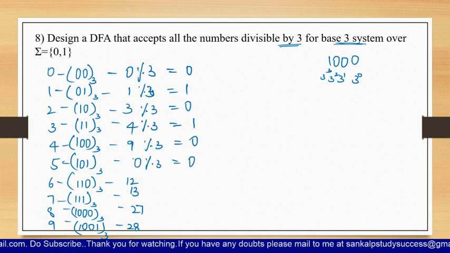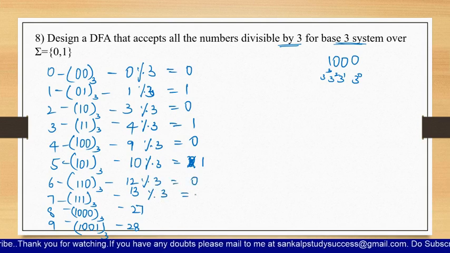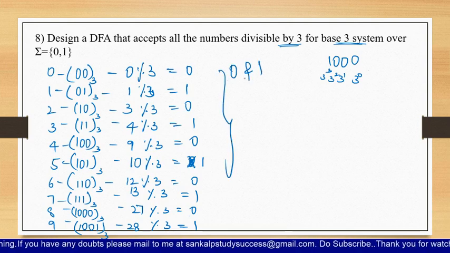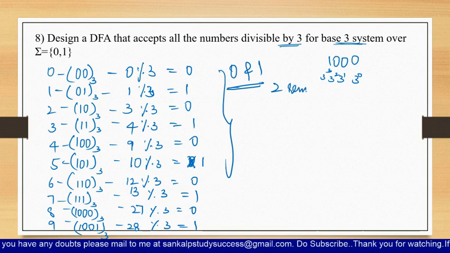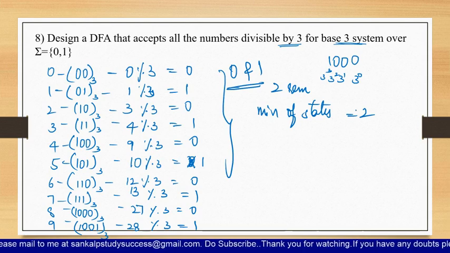That means what? If you are doing mod 3, this is 10, right? That means it is not 0, it is 1. So mod 3, it is 0 again. Mod 3, it is 1. So if you are dividing the numbers by 3, you are getting the remainders as only 0 and 1. That means you are getting only 2 remainders. That means the minimum number of states is 2. So for any number divisible by 3 in the base 3 system, we are getting 0 and 1 as the remainders.